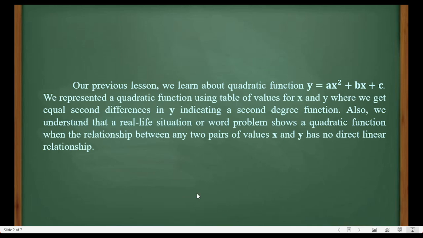For our next slide, in our previous lesson, we learned about quadratic function y equals ax squared plus bx plus c. We represented a quadratic function using table of values for x and y, where we get the equal second differences in y, indicating a second degree function or the quadratic function. Also, we understand that a real-life situation or word problem shows a quadratic function when the relationship between any two pairs of values of x and y has no direct linear relationship.